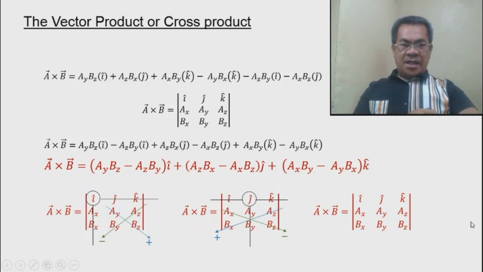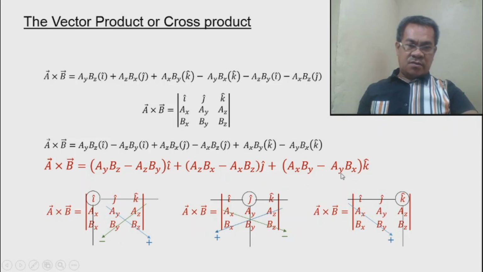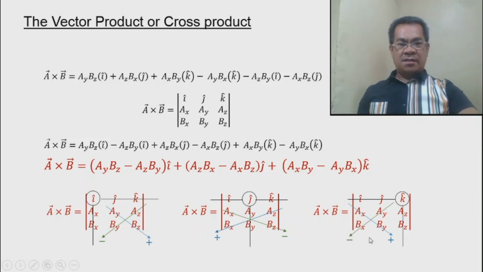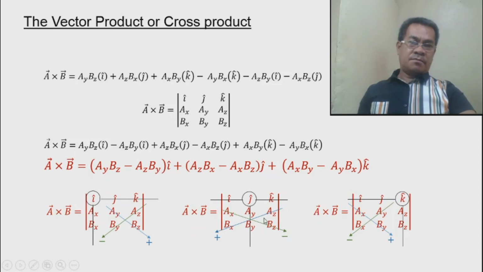Now finally, for the last term, you can eliminate K. So you are now reducing from 3 by 3 to only 2 by 2. So take the diagonal product. Now the positive is the same as the I. Only the middle differs, the middle part, the J. But the K and I are the same. This is positive, so this is AX, BY. Then minus AY, BX. That's it. So, very easy. I recommend this method. This is the simplest method so far.